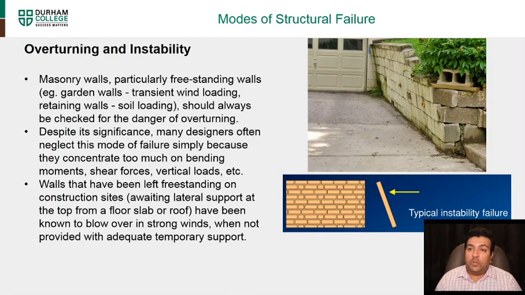Then you have the overturning and instability failure, where masonry walls, particularly freestanding walls like property walls or garden walls, are not protected properly or do not have the proper structure. It usually falls over. So you can see here, this property wall has too much overburden pressure, and it was not built to withstand that overburden pressure, or was not supported properly with either a buttress or a column. That's why you can see it's bending or leaning over. So you can have overturning or instability.